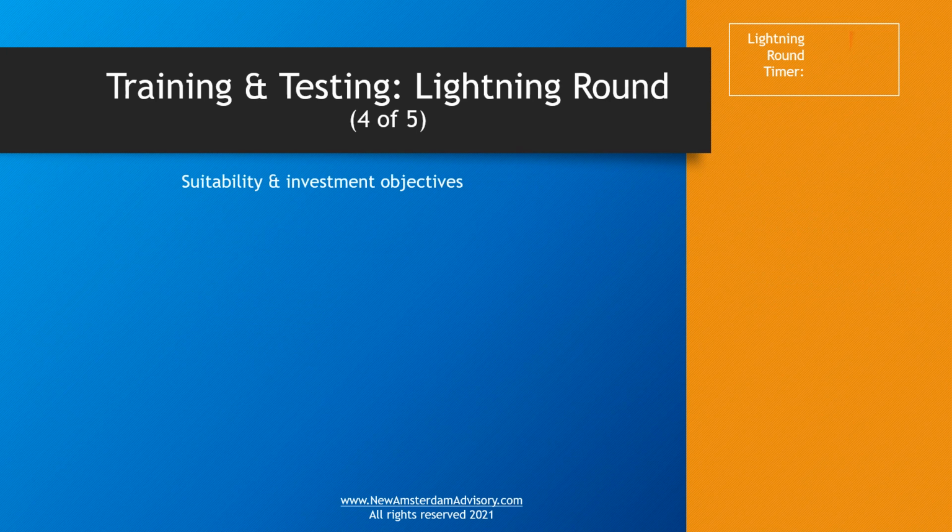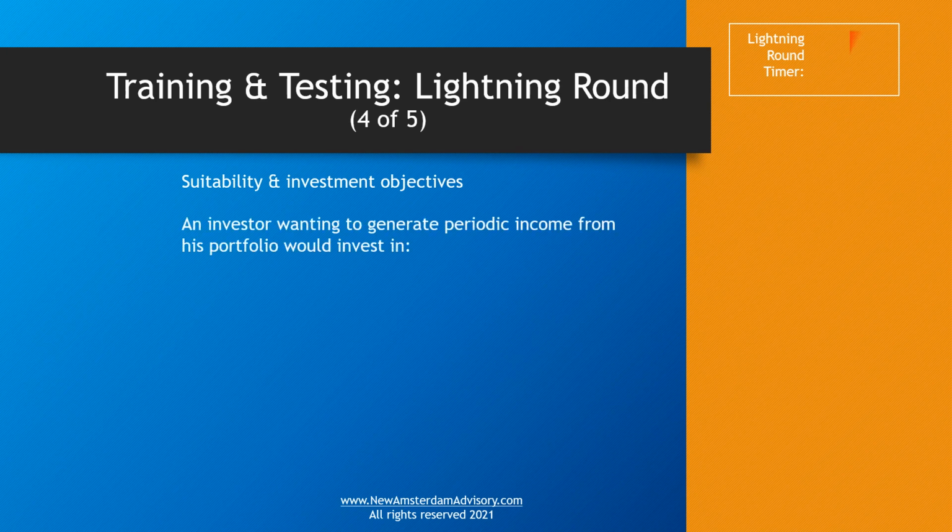Let's look at suitability and investment objectives. Let's say the question is an investor wants to generate periodic income from his portfolio. What instruments would he most suitably invest in? And we get a couple of answers: blue chip stocks, growth stocks, value stocks, and corporate bonds.